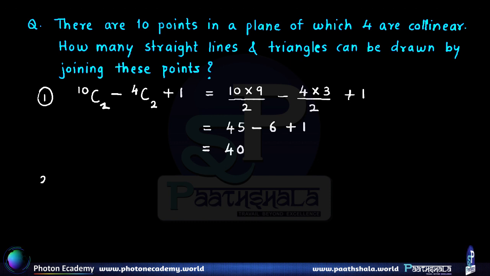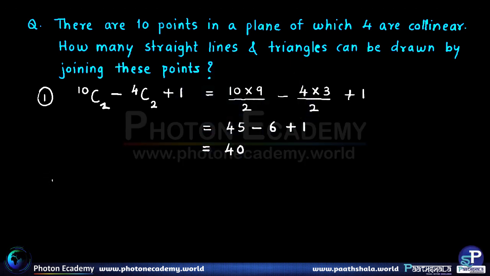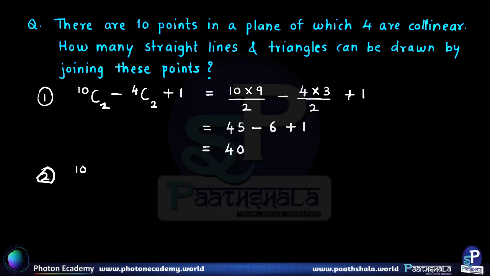Now if you consider the second question, that is, how many triangles are possible to draw from this set of given points. Now we use a similar approach to count the total number of triangles. That is, if all the 10 points were such that no set of 3 points are collinear, then they would have contributed 10C3 triangles.